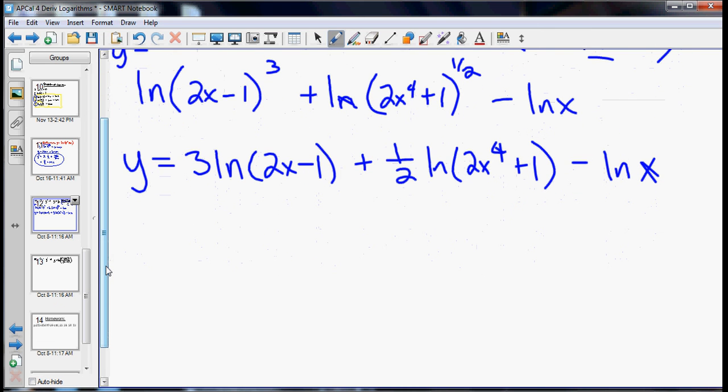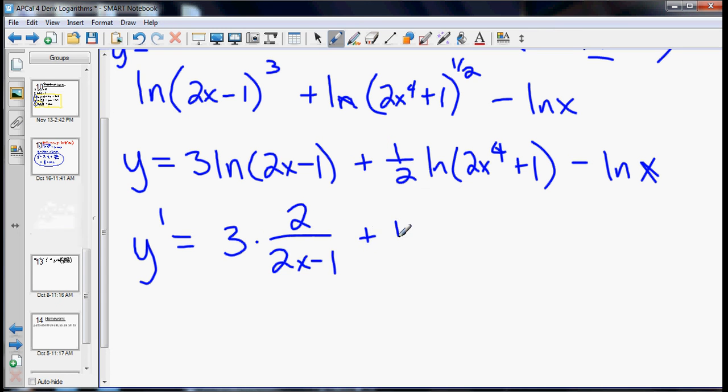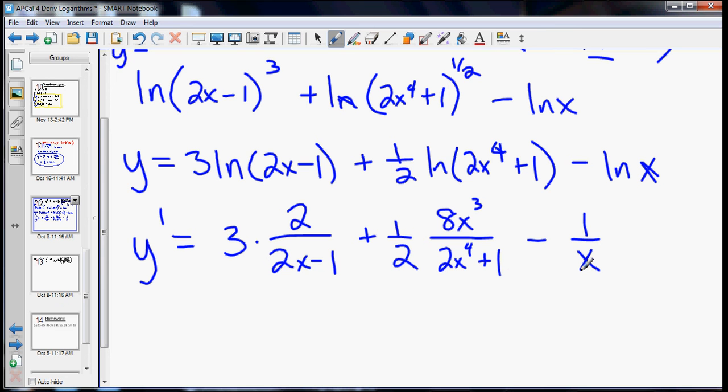So we can take the derivative. Because up to this point I've just rewritten the original problem. Now I'm ready for the derivative. The 3 stays, and I do the derivative of the inside over the inside. The 1/2 stays, and I do the derivative of the inside over the inside. And the natural log of x is 1 over x when we take the derivative, because the derivative of x is 1, and then you put it over the x.